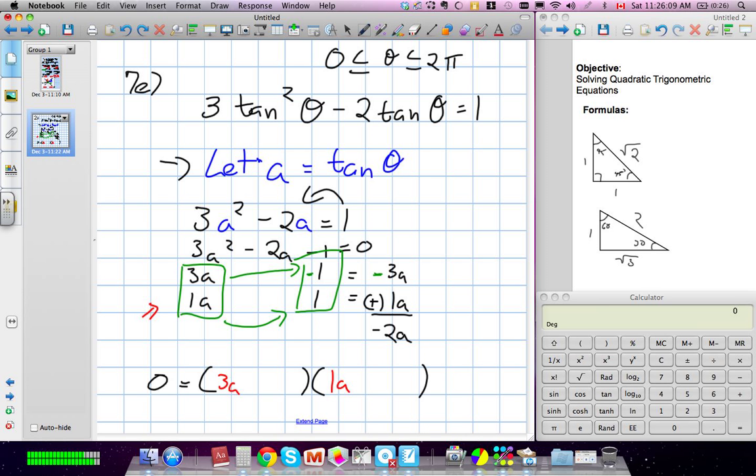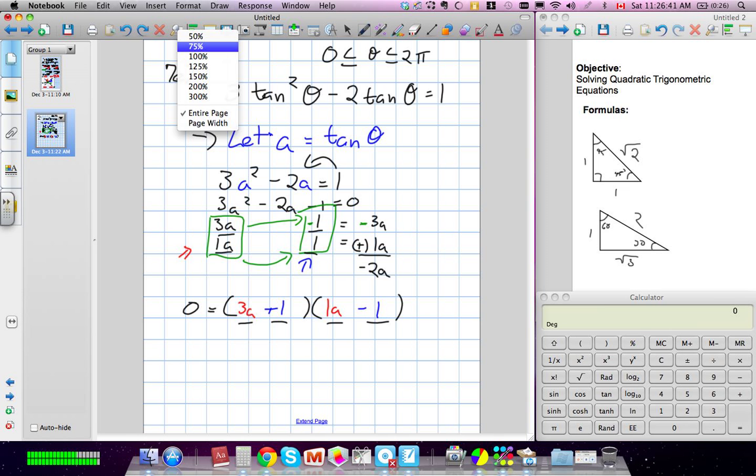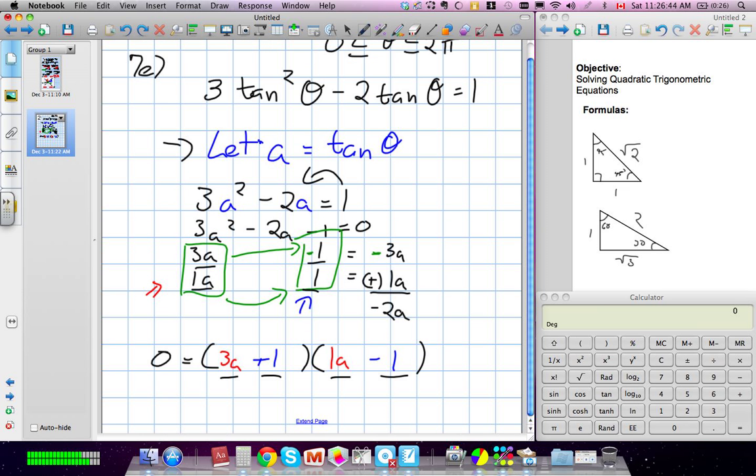The only trick is, because I multiplied, I should use a different color, 3A and negative 1 have to go in opposite brackets. So if you're not used to seeing this, don't worry, we're going to decomposition now. And plus 1. And the reason that one worked is because we multiplied 1A and positive 1, so the 1A and the positive 1 went in opposite brackets. So essentially we got our answer at 0 equals 3A plus 1, 1A minus 1.